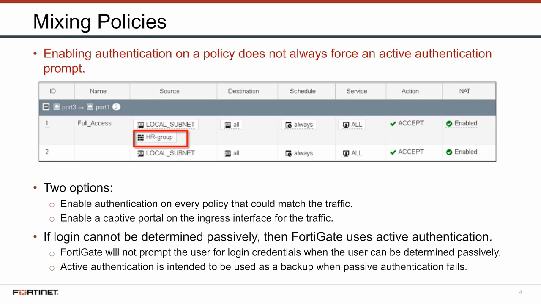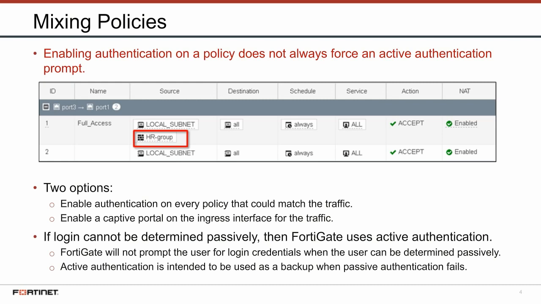If passive authentication is used and it can successfully obtain user details, then traffic from local_subnet with users that belong to HR group will apply to policy sequence 1, even though policy sequence 2 does not have authentication enabled.